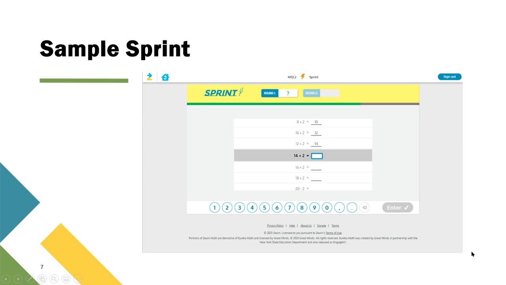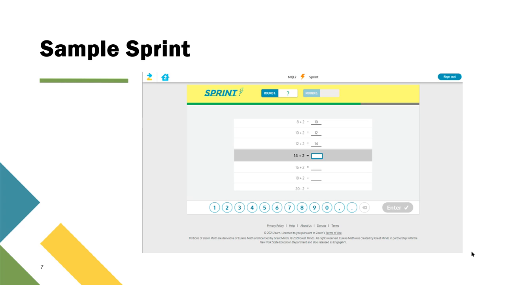All right, so this is an example of a sprint. A sprint is not a part of every lesson, but when it is included, they provide students opportunities to practice their fact fluency, specifically multiplication facts. As you can see, this one is an addition fact practice with multiples of 2, actually, even though it's adding.